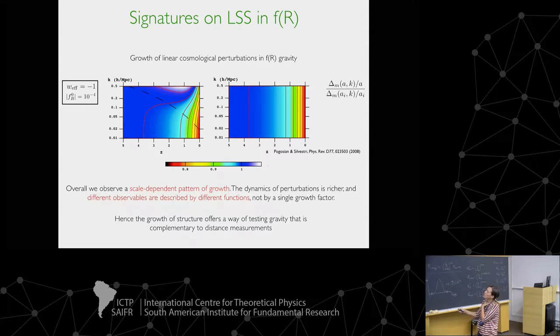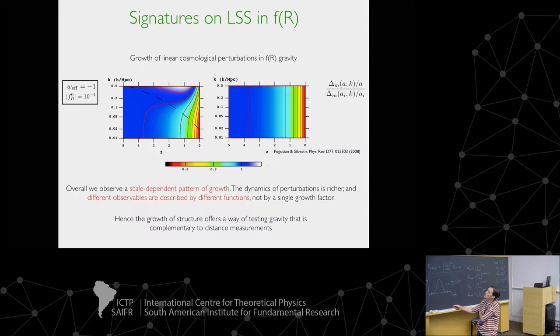If you now go to F of R, and this is a designer F of R built with a given mass scale and the lambda CDM background, you see that there is a new scale entering in here. This black dashed line is the mass of the scalar, the scale associated to the mass of the scalar, which is associated to this choice of F sub R 0. If you change F sub R 0, you will change the position of this dashed black line.